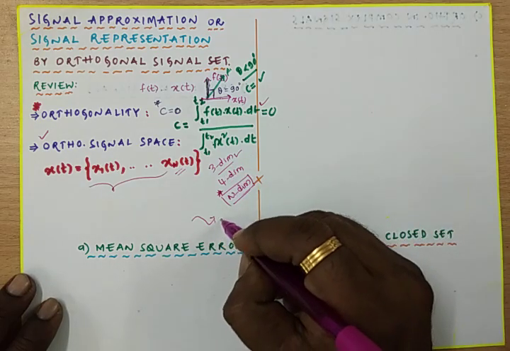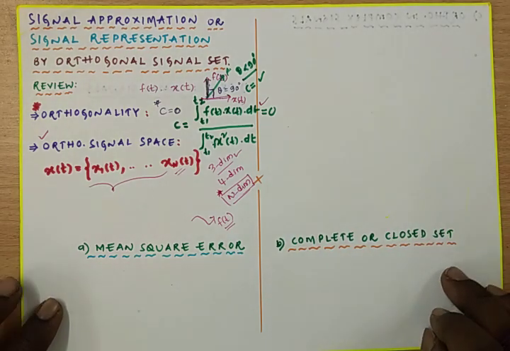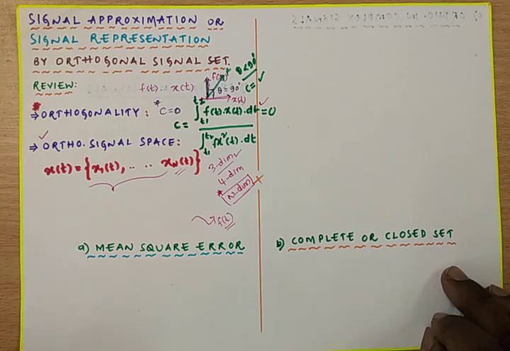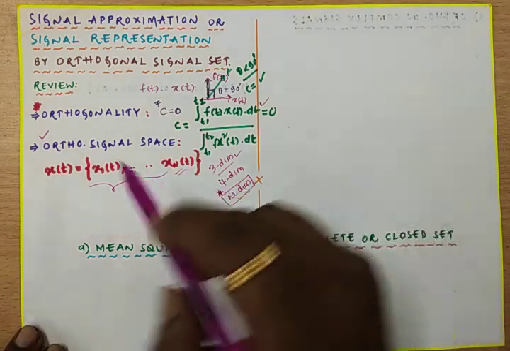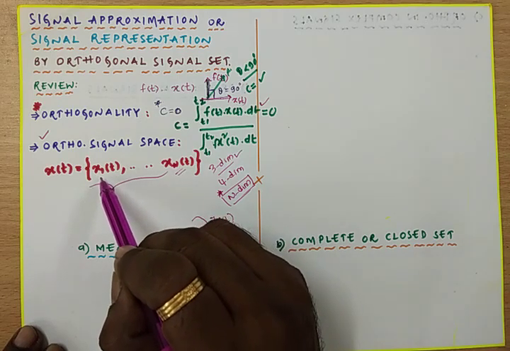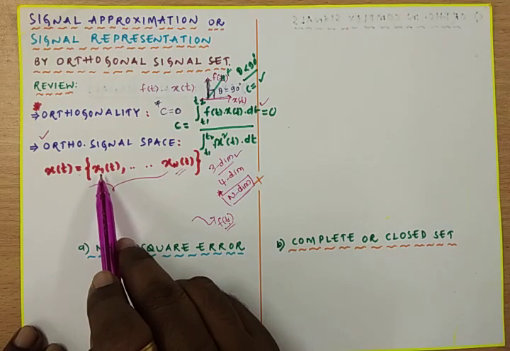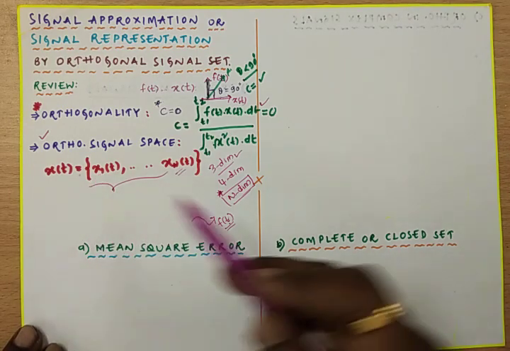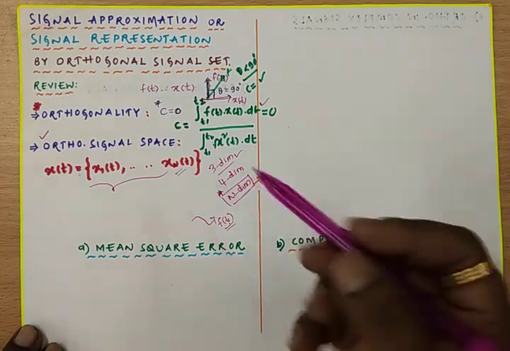In this n-dimensional signal space, any signal such as f of t can be represented. Any signal can be represented in that particular signal space, that is f of t, so that f of t can be orthogonal to any signal within the signal set. That means f of t can be orthogonal to x1 of t, f of t can be orthogonal to x2 of t, f of t can be orthogonal to xn of t.